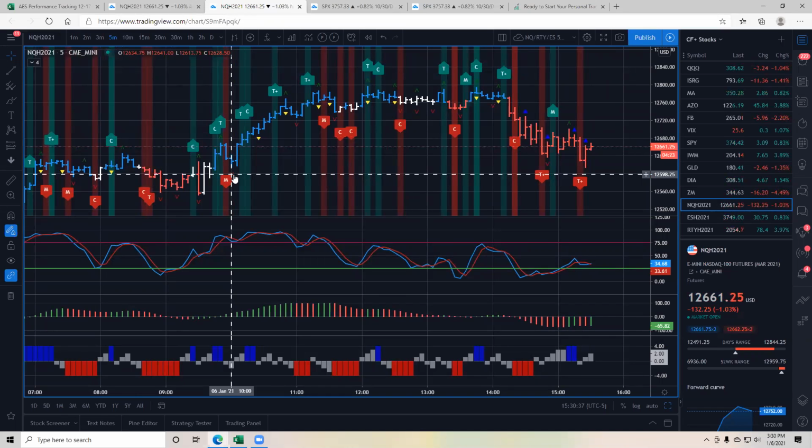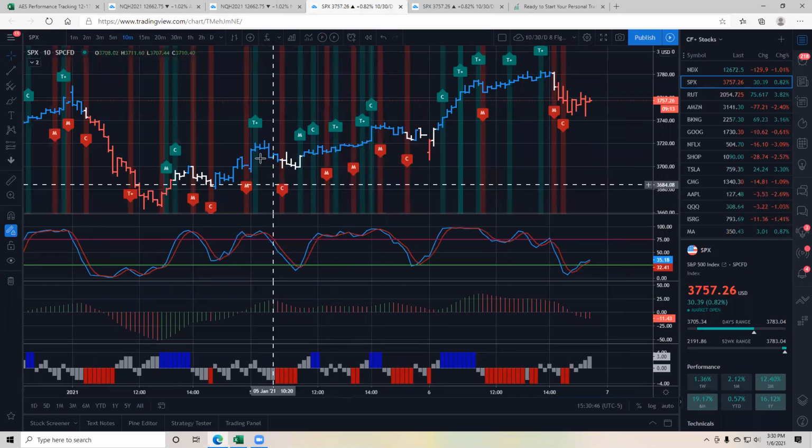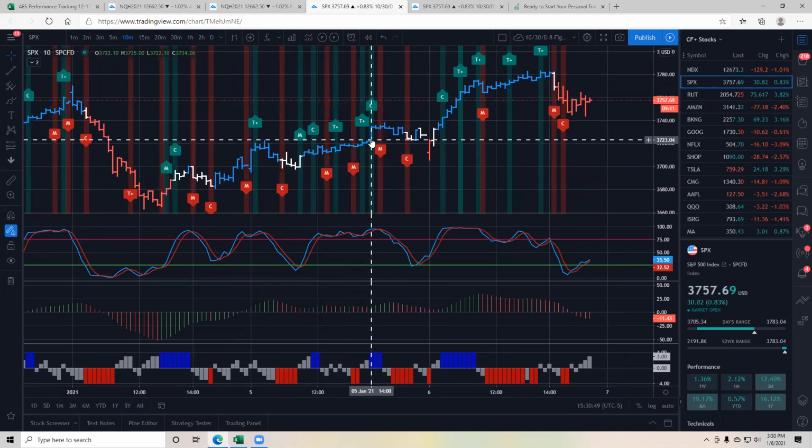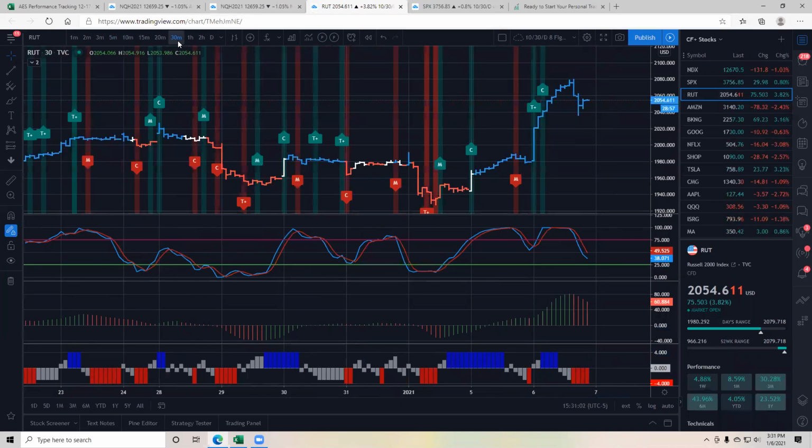You can use these same signals on options. I frequently take a look at the S&P 500. Here's the S&P 500 index. Here's all the same signals. You can follow those, and you can trade options on the cash index. Trade options on the Russell 2000. You can follow all the same signal cues, just like you can on futures. I'm taking a look here at a 10-minute chart. You could look at a 30-minute chart. There is so much flexibility and adaptability of this system to pretty much anything that you want to trade.